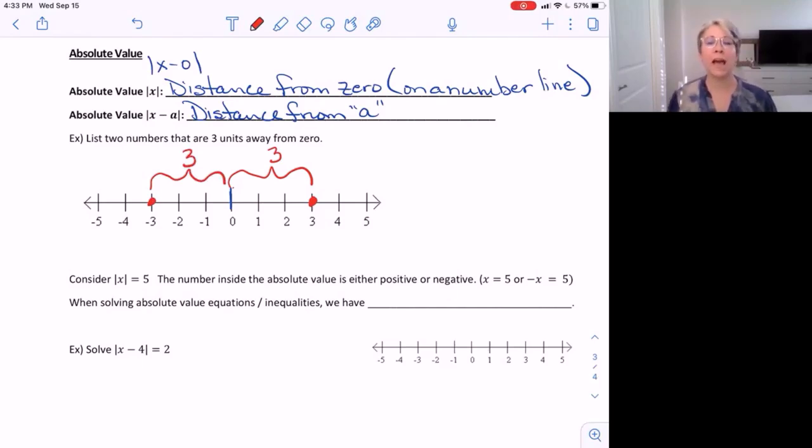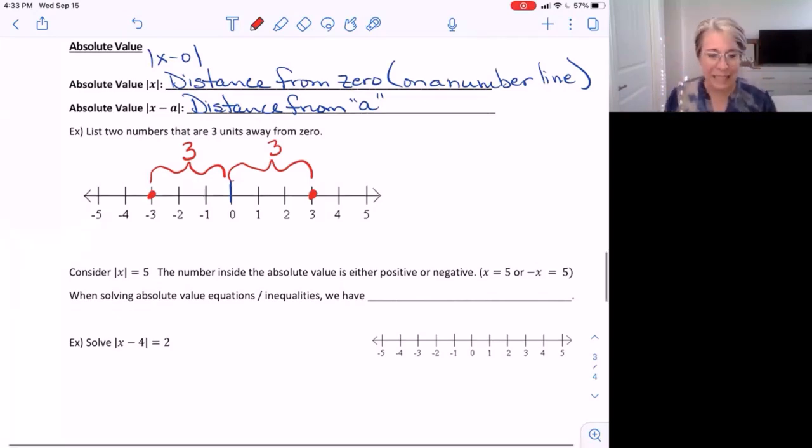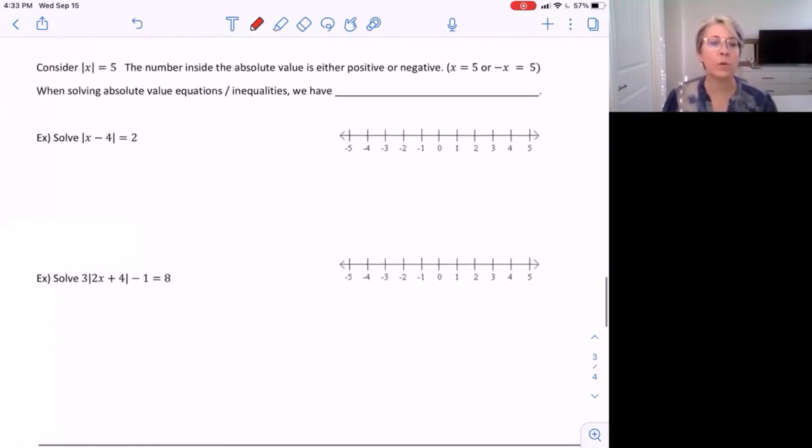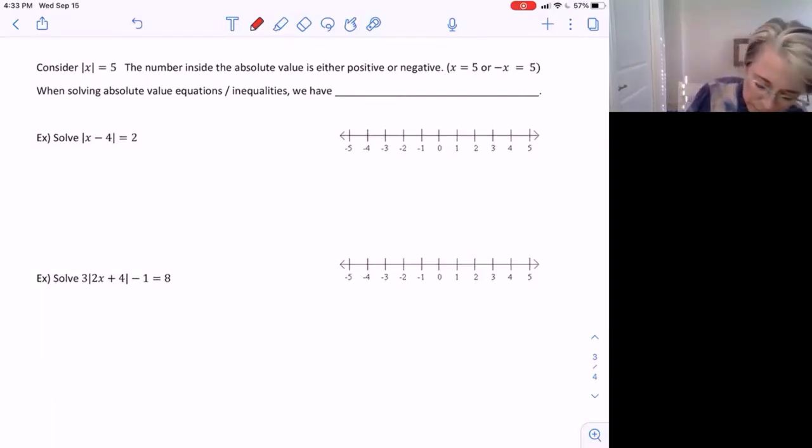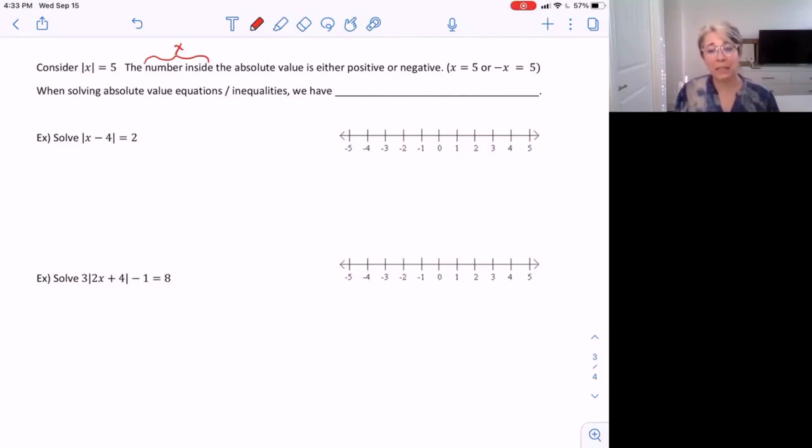So when we are solving absolute values, I want you to keep the definition in mind. Distance from 0. How many numbers always have the same distance from 0? 2. And then you're looking at a positive and a negative version inside that absolute value. So let's consider the absolute value of x equals 5 for a second. The number inside that absolute value, that x, is either positive, in other words, x equals 5, or the opposite of x would give us 5.